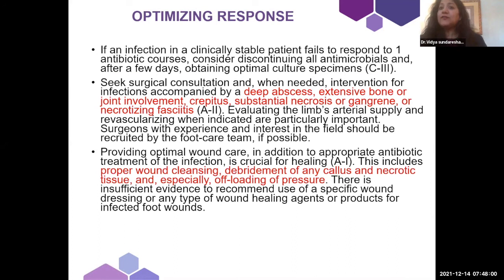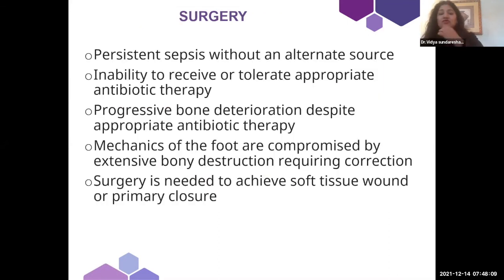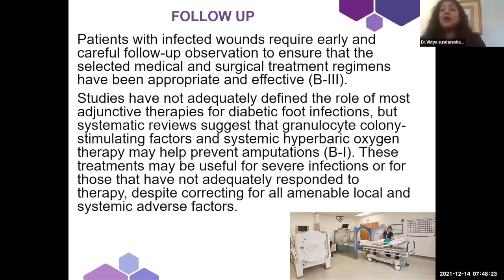And surgical consultation: if you have a deep abscess, extensive bone involvement, crepitus, necrosis, gangrene, necrotizing fasciitis, these are all indications for surgical debridement. Persistent sepsis without an alternate source, progressive bone deterioration, and the patient's not doing well, then surgery will be helpful. A word about follow-up with hyperbaric oxygen.